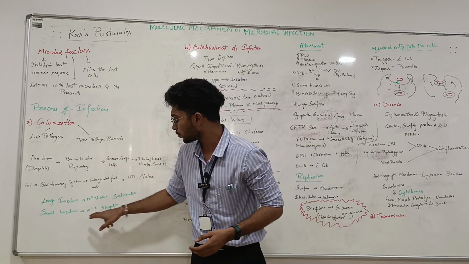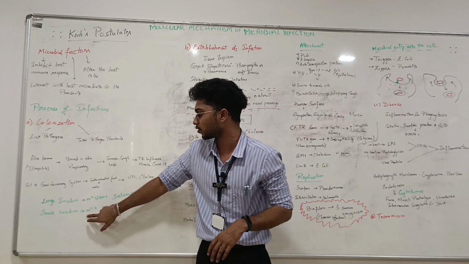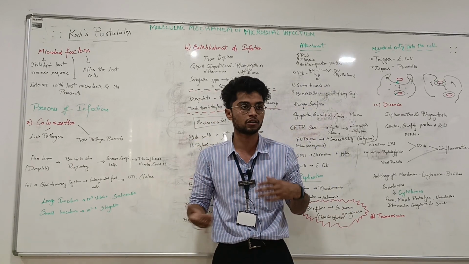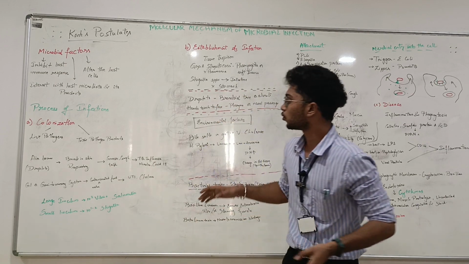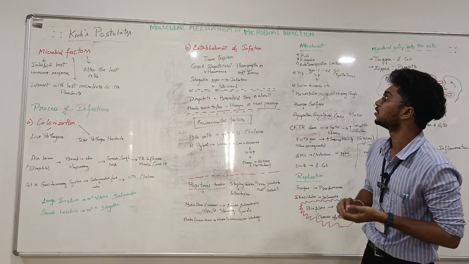Some infections need only a small inoculum, like Shigella, which is 10 power 1 or 2. Like 100 or 1000 particles can cause Shigella infections in the colon. So that is colonization and establishment of an infection.